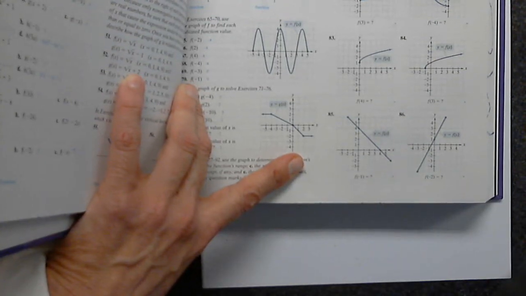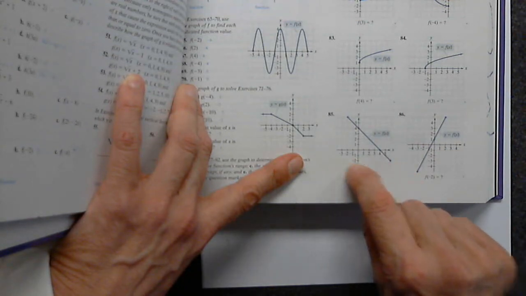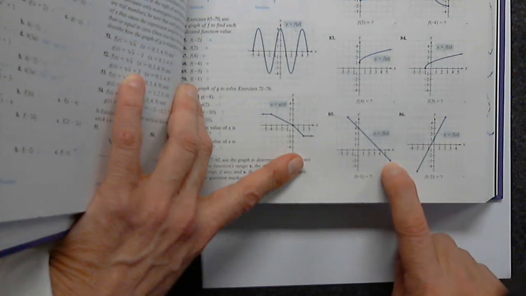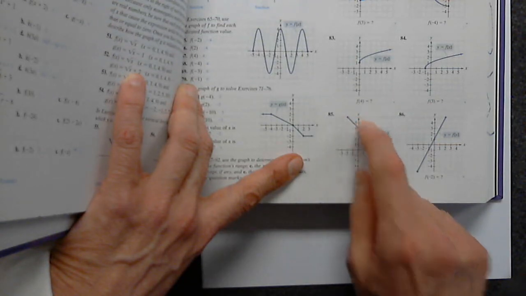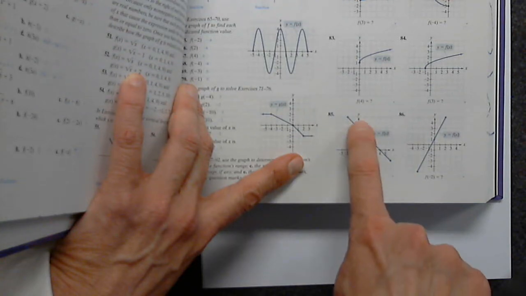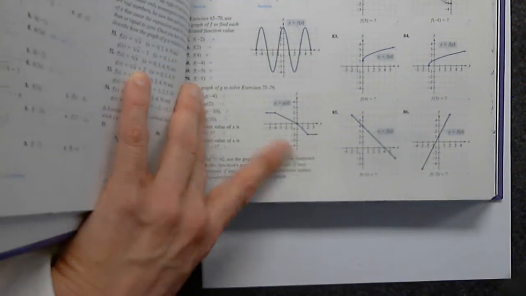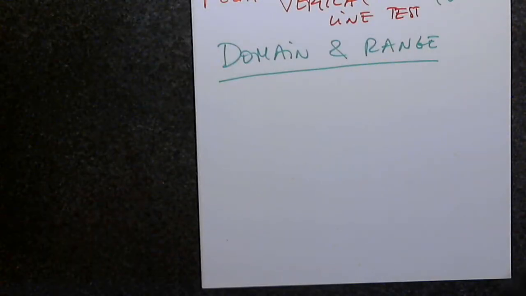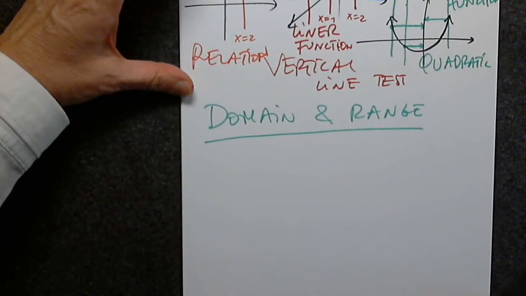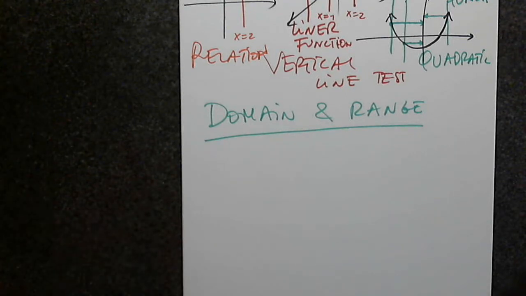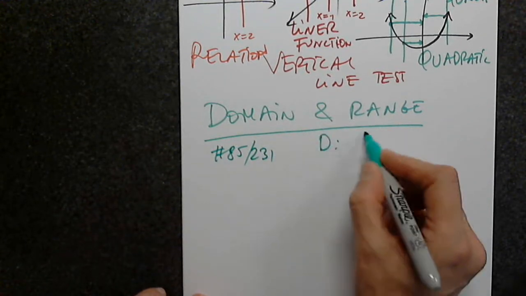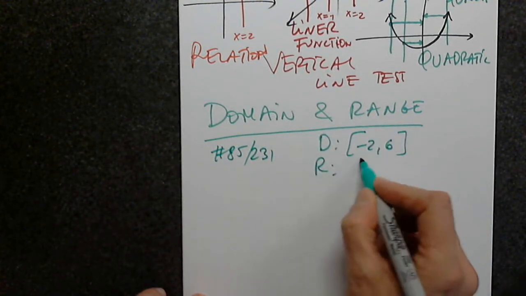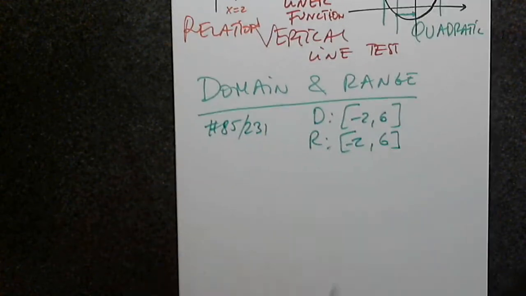What is the range? The range is measured on the y-axis from the lowest y value. Here's the lowest point. Here's the lowest y value. Here's the highest point. Here's the highest y value. From the lowest, -2, to the largest, +6. So I'm going to write, okay, so for problem 85 on page 231, domain -2 to 6, range -2 to 6.